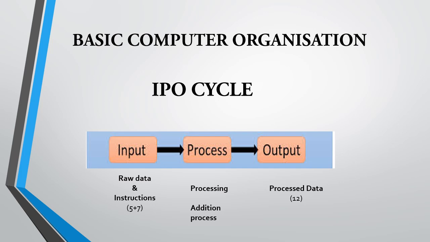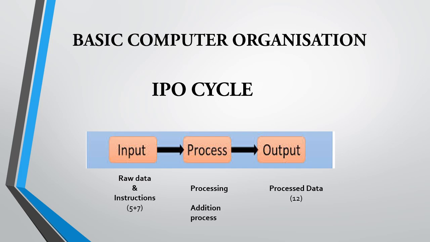Children, now tell me, what do you know about input? Input is raw data and instructions given to the computer. For example, here in this slide, you are able to see the numbers 5 plus 7. That is raw data given to the computer. The next step is processing. Here the addition process must be done, and 5 plus 7 is the raw data that must be added, and the processed data will be given as output. What is the processed data here? 12. 12 is the answer.